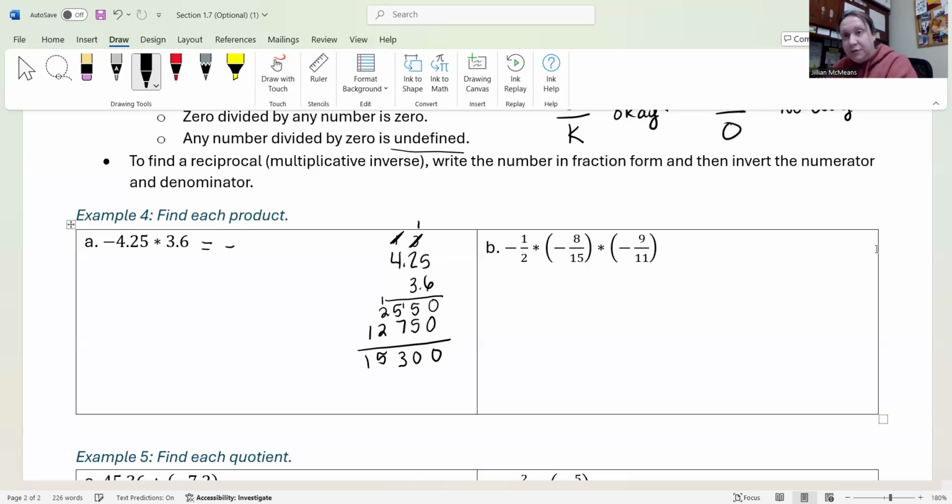And here's where you have to address your decimal. We look at how many decimal places we had in our factors. We had 2 decimal places here and 1 decimal place here. That is a total of 3 decimal places, which tells us we need 3 decimal places in our product. So I go back 1, 2, 3. And this tells me the answer is negative 15.300, but we would generally just write this as negative 15.3.